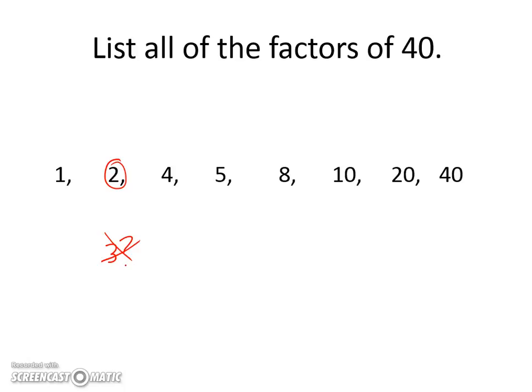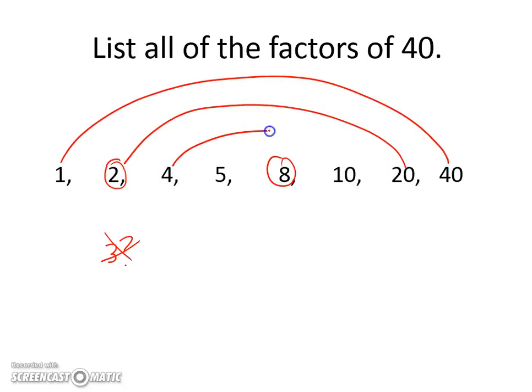7 is not a factor of 40 because 7 times 6 is 42 and 7 times 5 is 35, and there's nothing in between there that is a multiple of 7. So 7 is not a factor of 40. 8 is, though. And since 8 is already on my list, I know I can stop. So if I look at my rainbow, I've got factor pairs on both sides of the rainbow.